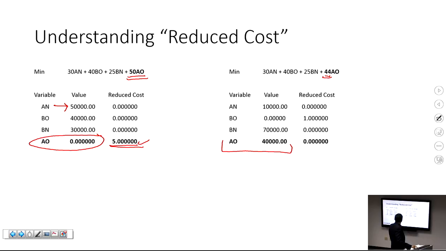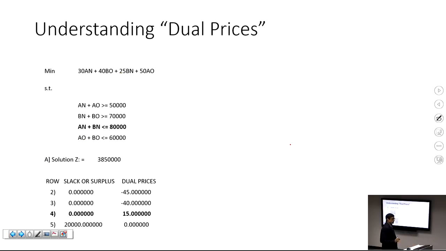Okay, so let's keep moving. Let's talk about the dual prices now. You have 4 constraints, okay, and these are the slack or surplus values you get from the Lindo output for every constraint. So for this constraint, this is the row that applies for constraint 1. For constraint 2, that's the row that applies for constraint 2, and so on. All right. So at the moment, I'm going to focus on this constraint right here.